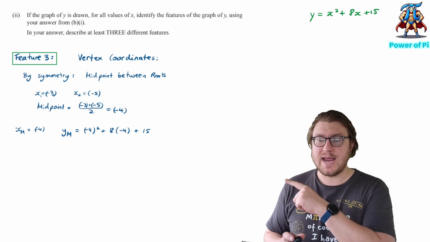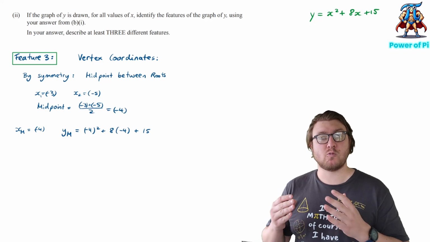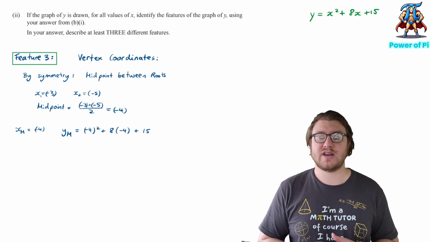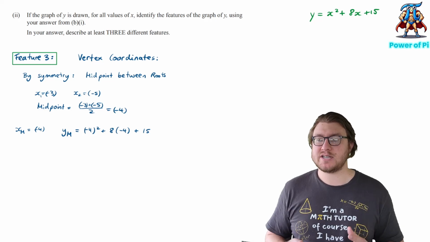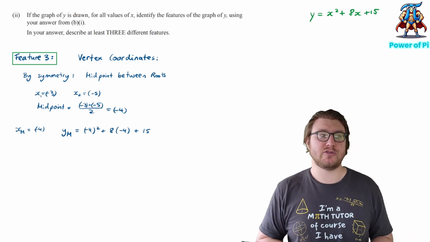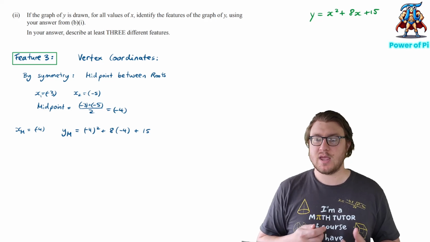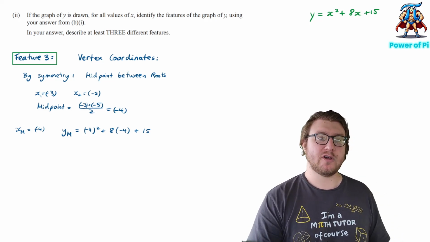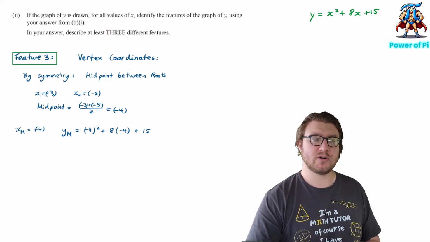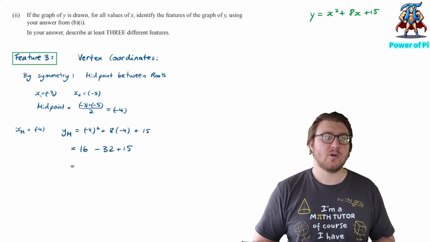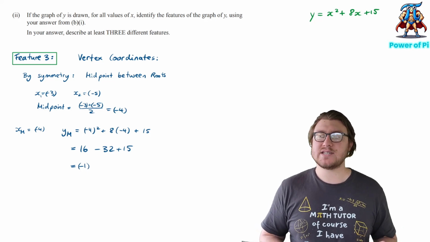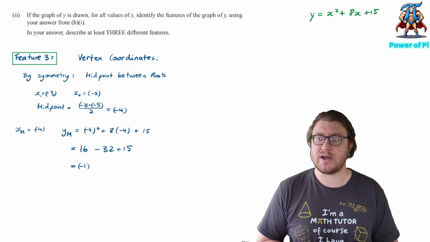So again, we wanted to make sure that we find the y value for the x value -4, and we do that by substituting them into the equation at the top. Once we have both of those, we have the point coordinates for our vertex, which will give us -4 for x and -1 for y.